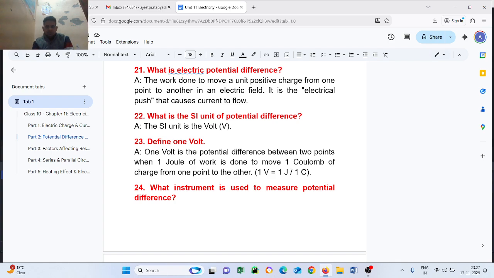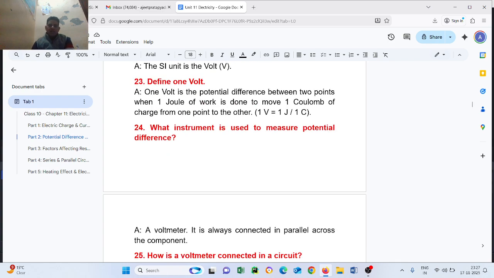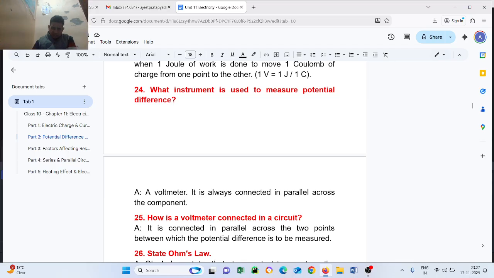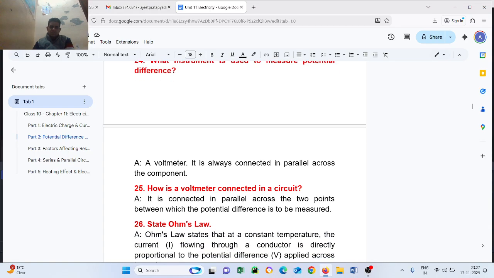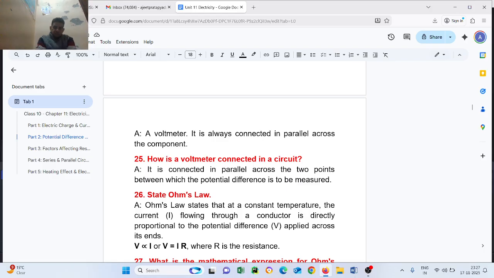What instrument is used to measure potential difference? A voltmeter is used to measure the potential difference. It is always connected in parallel across the components. Question number 25. How is the voltmeter connected in a circuit? It is connected in parallel across the 2 points between which potential difference is to be measured.